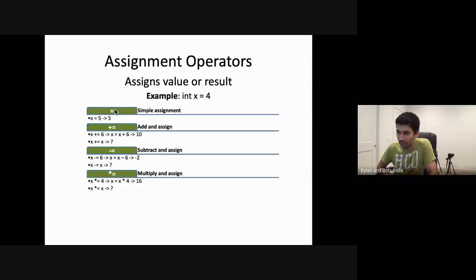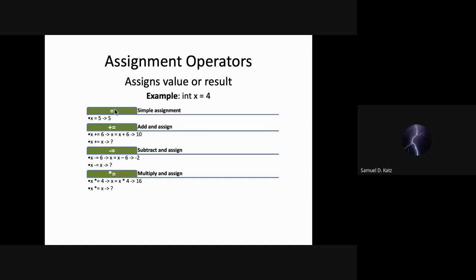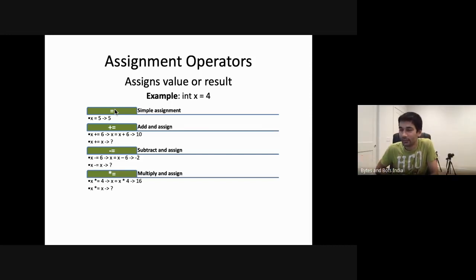Next is multiply and assign. Similar to the above two, x asterisk equal to 4 is x equal to x into 4, right? That's 16. So it is multiplying. It's a shortcut. Sam, do you want to take a guess at what x asterisk equal to x evaluates to? 16. That's right. So it's a quick way to find a square, isn't it? So no guesses.